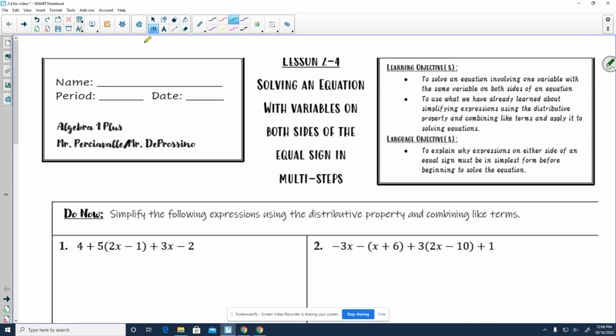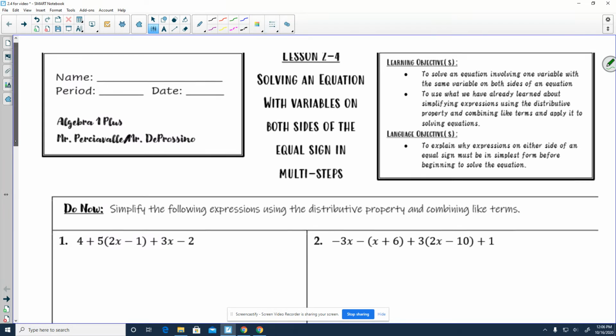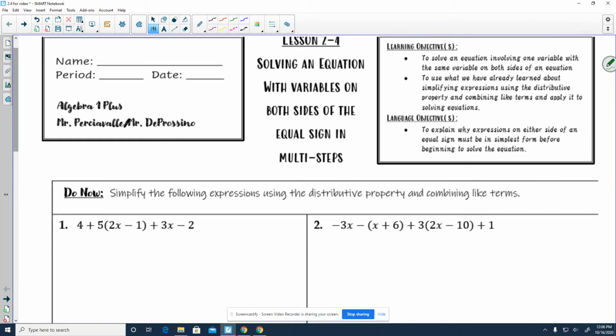All right, hi everybody. Today we're going to talk about objective 2.4, which is about solving equations with variables on both sides. But now we're going to be talking about applying the distributive property and combining like terms. So really nothing new during this lesson. We're just going to be combining pretty much everything that we've learned into one big lesson. We're going to be solving bigger equations that involve more steps.